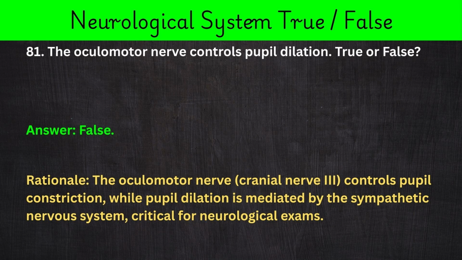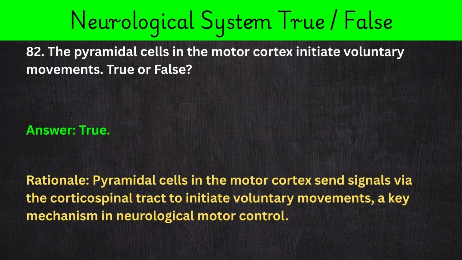Rationale: the oculomotor nerve, cranial nerve 3, controls pupil constriction, while pupil dilation is mediated by the sympathetic nervous system, critical for neurological exams. 82. The pyramidal cells in the motor cortex initiate voluntary movements. True or false? Answer: true.